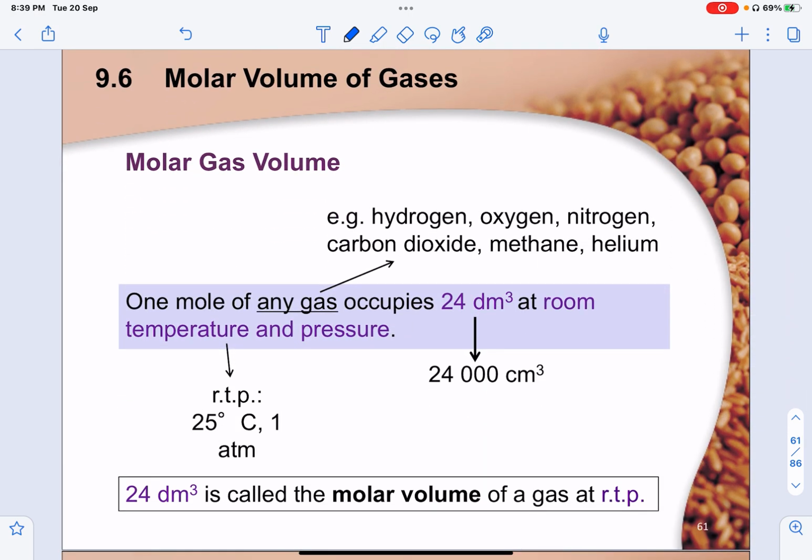So how is this relatable? A very long time ago, someone defined how much volume 1 mole of gas occupies. So 1 mole of any gas would generally occupy 24,000 cm cube, which is 24 dm cube, of volume at room temperature and pressure. This can only apply to gas. If you are in the liquid form, aqueous form, or solid form, this formula will not apply at all.